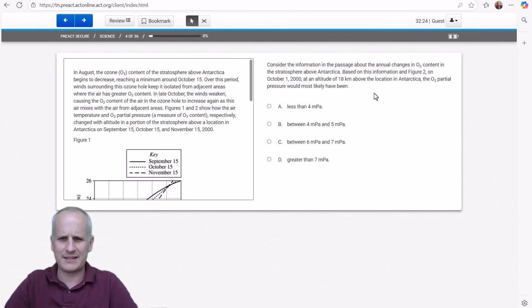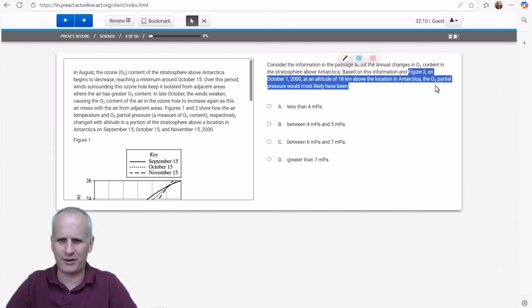Here we're being asked, consider the information in the passage about the annual changes in O3 content in the stratosphere above Antarctica. Based on this information and figure 2, on October 1st at an altitude of 18 kilometers above the location in Antarctica, the O3 partial pressure would have most likely been.